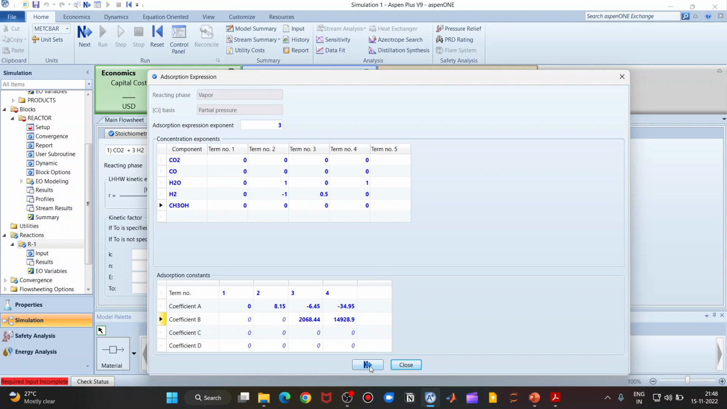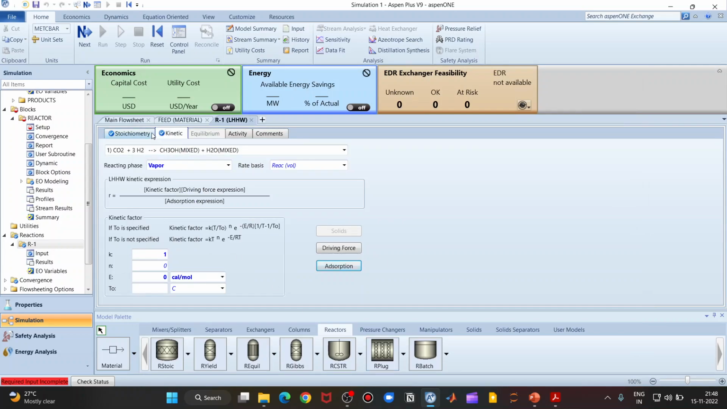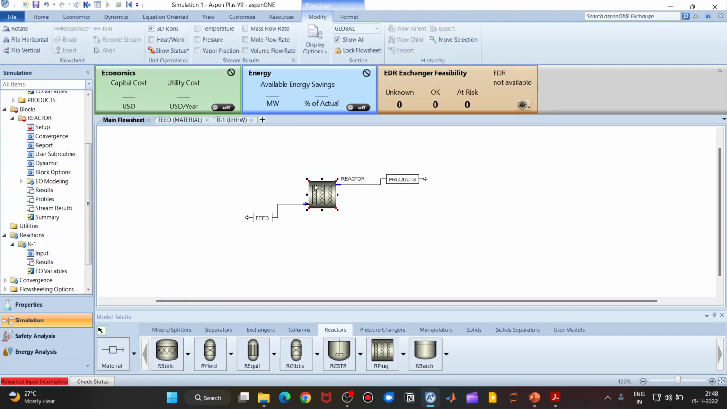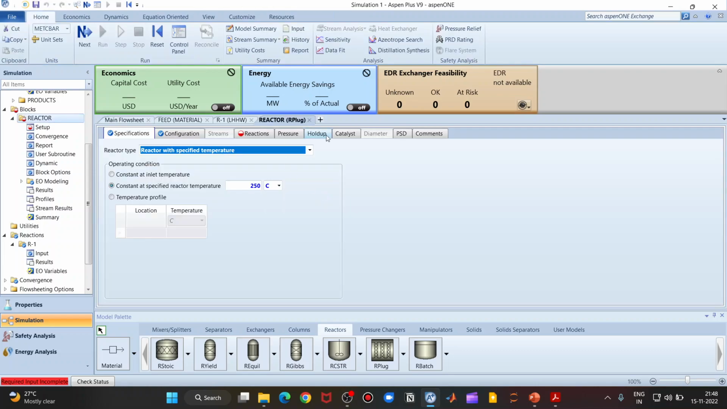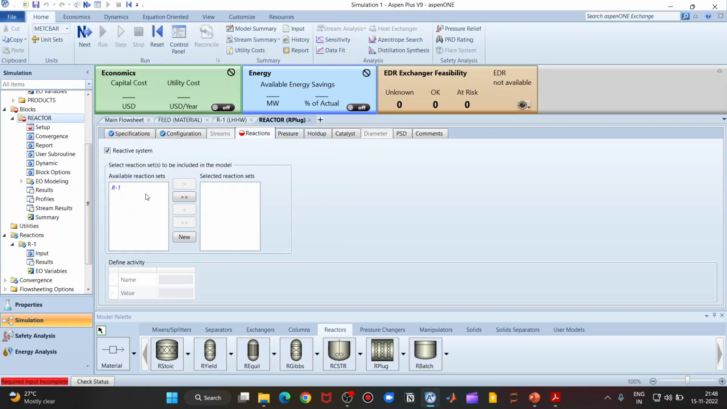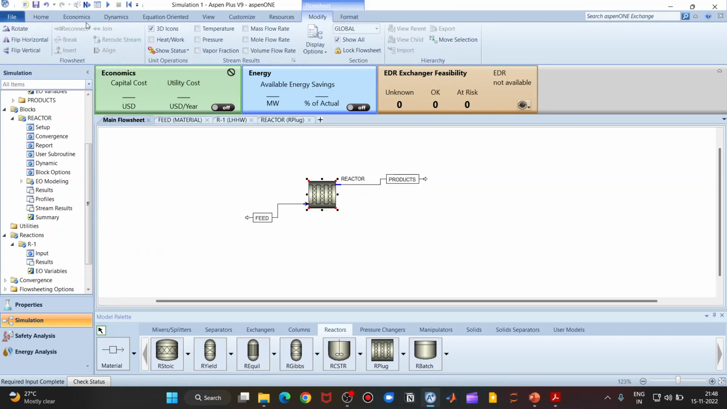So click on next. You can see that we have got a blue tick over here, but the required inputs are still incomplete. This is because, if you remember, in the reactor we didn't add the reaction. So go to the reactor, go to the reactions tab, click on R1 and just add it. Now you can see that all the required inputs are completed. Now let's run the simulation.